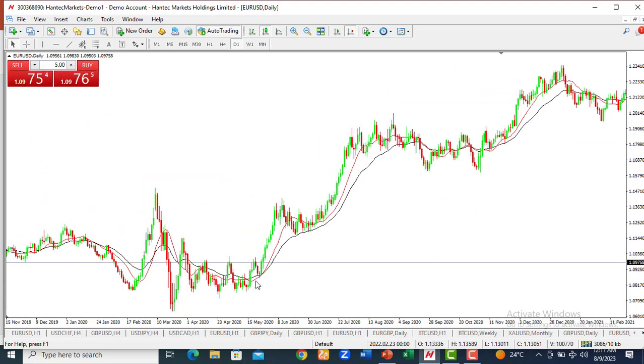Now look at this. The red one crossed the black one. Or you can say the 12 or the 26 crossed the 12. And what happened? You can see a candlestick confirmation here. At the end of the day, the market bought.